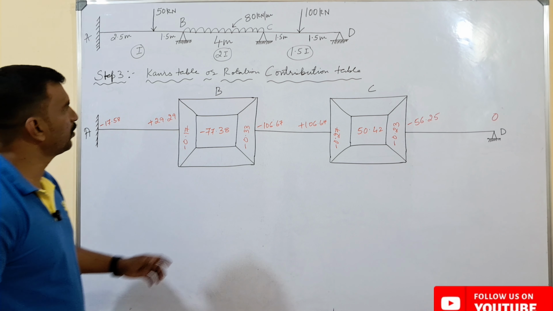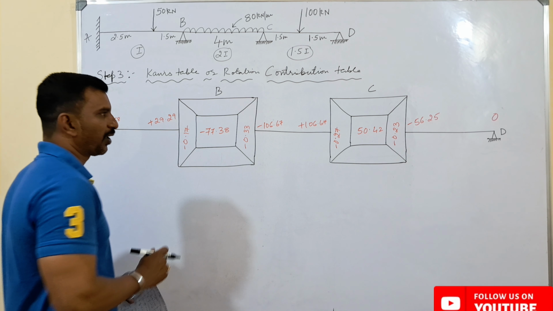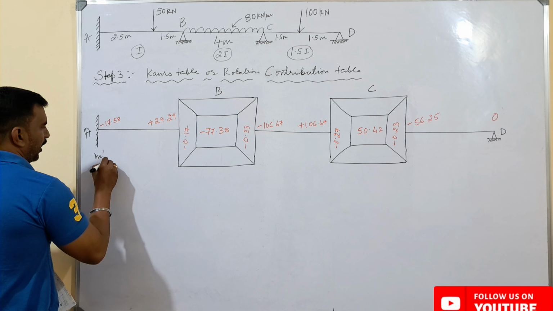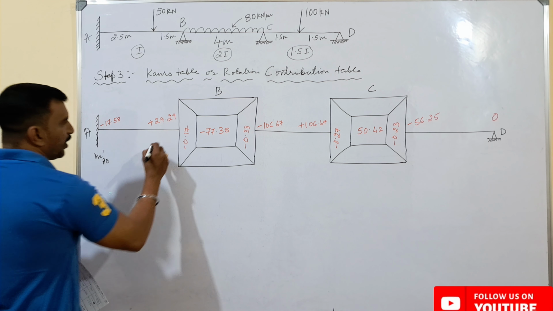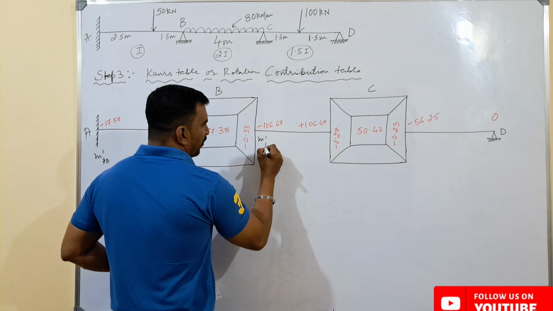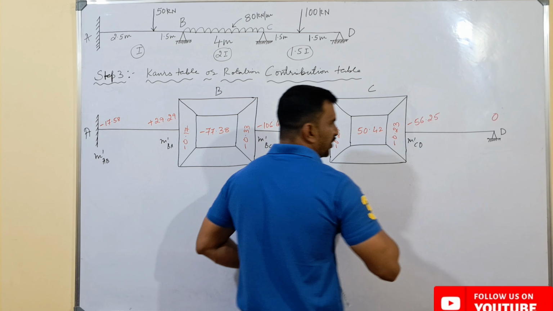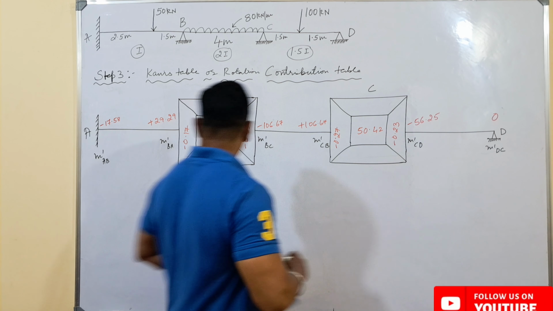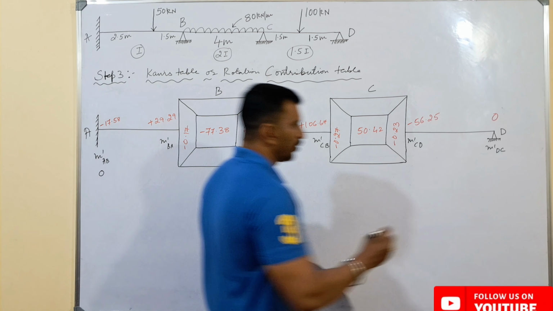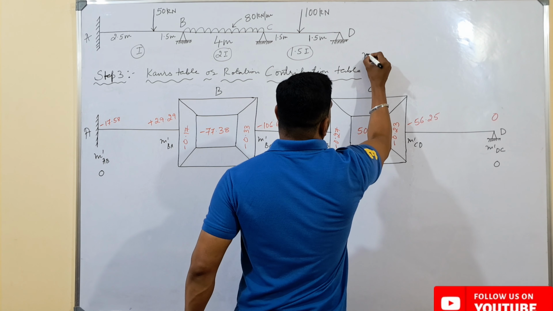Now we have to calculate the rotation contribution, and we have to remember that the rotation contribution is calculated only for the intermediate supports and not for the end supports. The rotation contributions will be represented as M dash AB, M dash BA, M dash BC, M dash CB, M dash CD, and M dash DC. Since we are calculating only for the intermediate supports, the end supports' rotation contribution will be equal to 0 here.